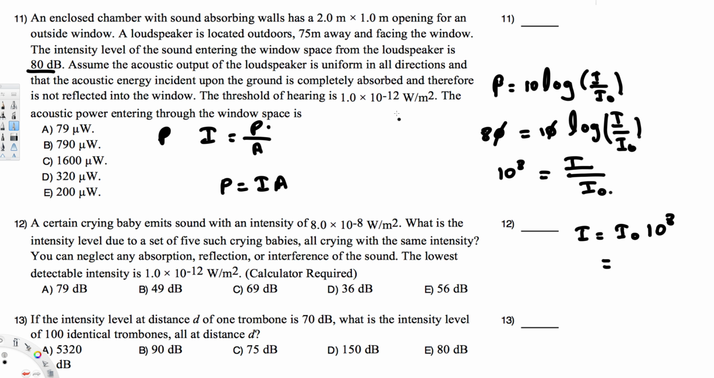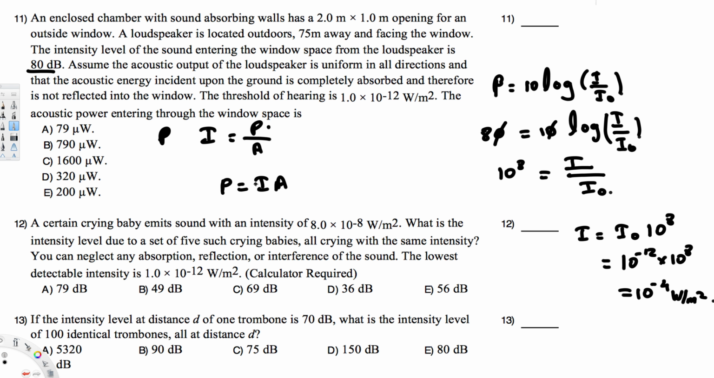I naught is 10 to the power of minus 12, because 1 times 10 to the power of minus 12 is the same as 10 to the power of minus 12. So this is going to be 10 to the power of minus 12 times 10 to the power of 8, and that's going to give us 10 to the power of minus 4. And this is watts per meter square. Now we have the intensity in terms of watts per meter square. This intensity is the same as 80 decibel. We just converted this decibel into watts per meter square, right? So this and this are the same thing.